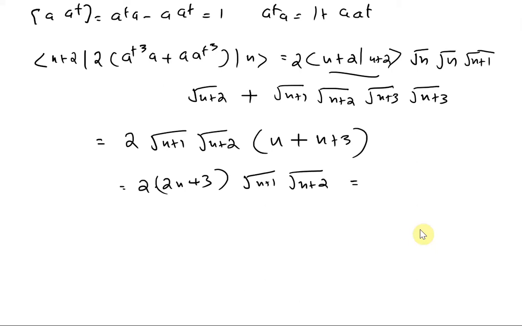or you can write it like 2 into 2n plus 3 root of n plus 2 factorial divided by n factorial inside root. That is our quantity, the second term, and exactly the same way you have to proceed with another 2 components. I am not doing that.